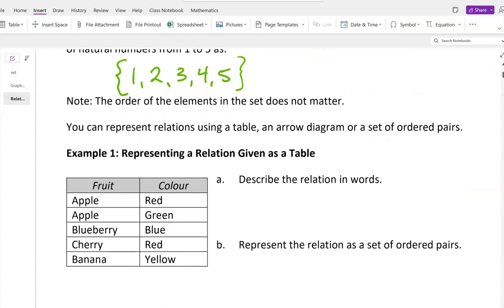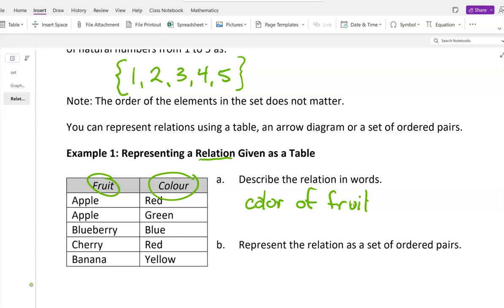What a relation does is it tries to associate elements from one set to another set. So in this case, we're going to show what the relation is between a fruit and its color. You can see an apple is red or an apple is green, a blueberry is blue, a cherry is red, a banana is yellow. It's associating, it's relating the color to its fruit. Describing the relation in words, we could say something like the color of fruit. So we are relating the color to its fruit, right?